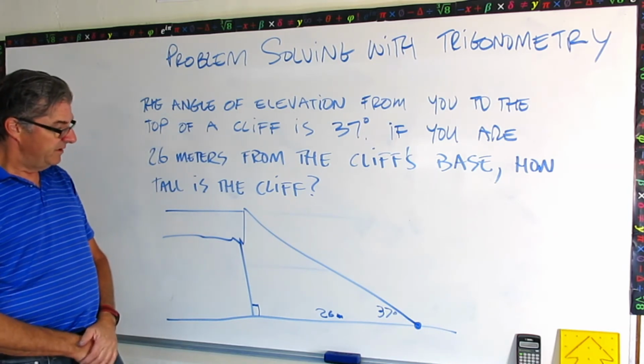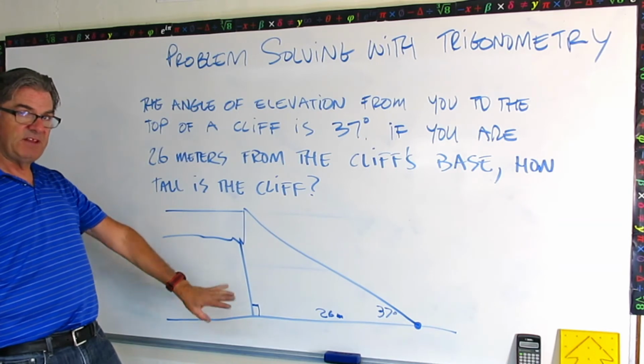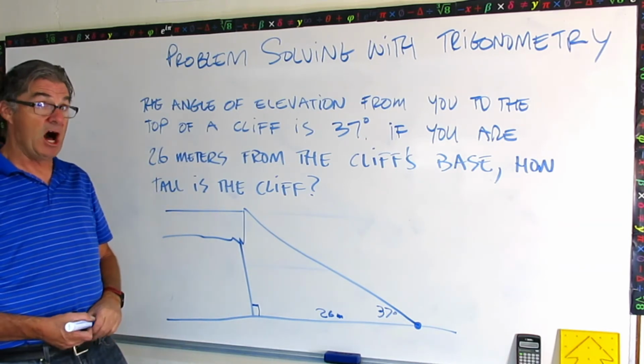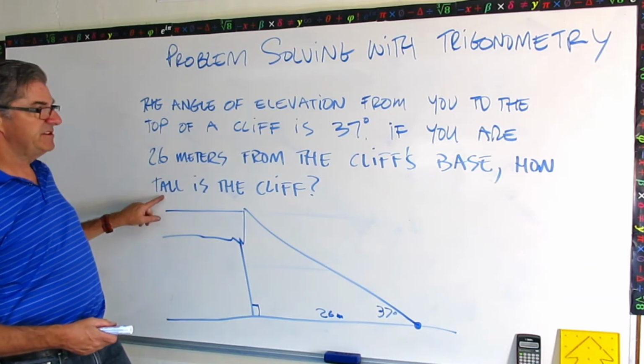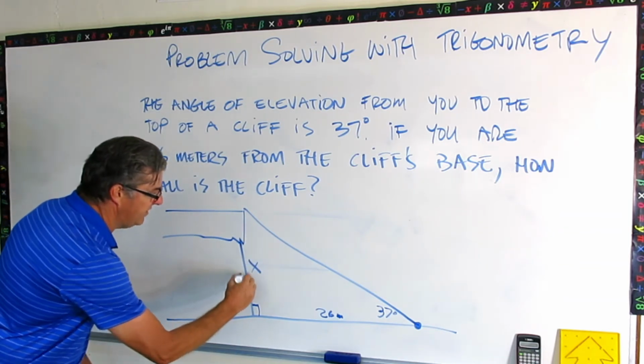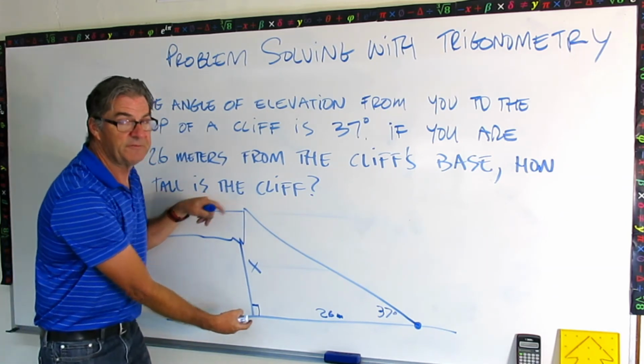Okay, so I have a nice diagram. I've labeled it. I put all my numbers on it. Now it's time to mark my unknown. So what am I being asked to find? How tall. So I'm going to mark an X right there. This is the height of the cliff.